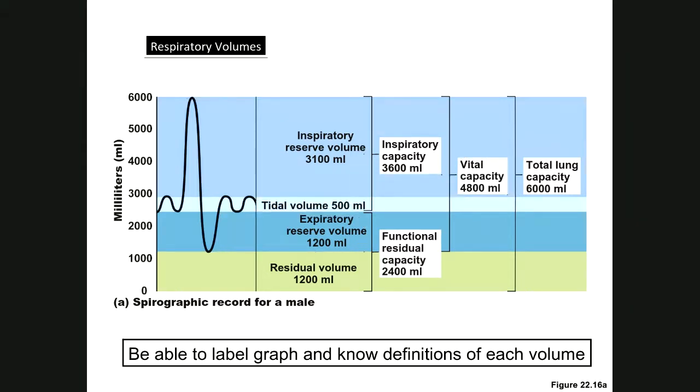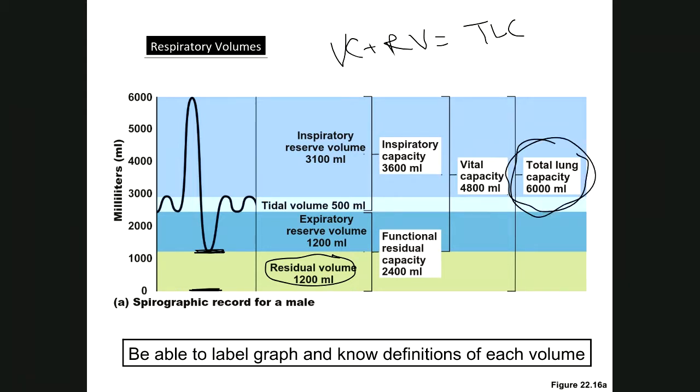But no matter how hard you try, you cannot blow all the air out of your lungs. There's some air that stays in your lungs, even after a maximum breath. That is called the residual volume. So if we add the residual volume to the vital capacity, we're going to get the total lung capacity. In other words, exactly how much air your lungs can hold.